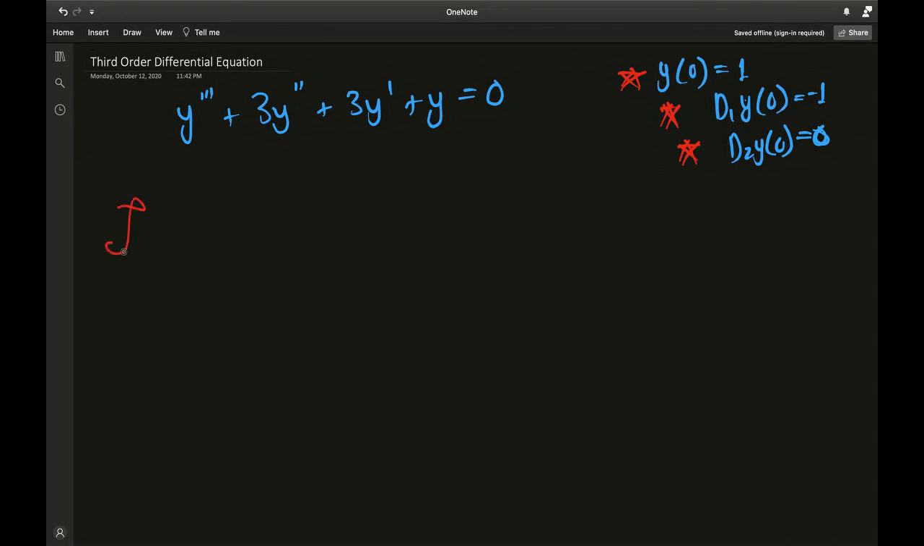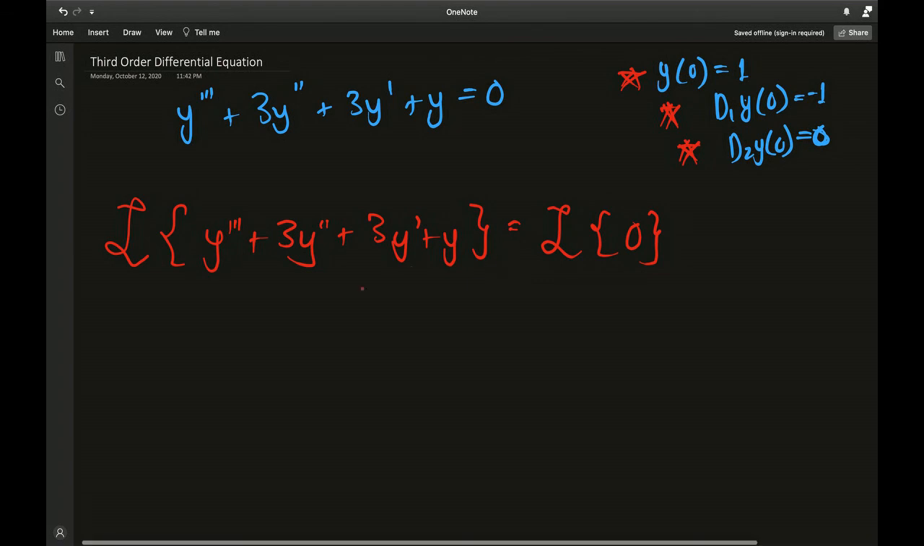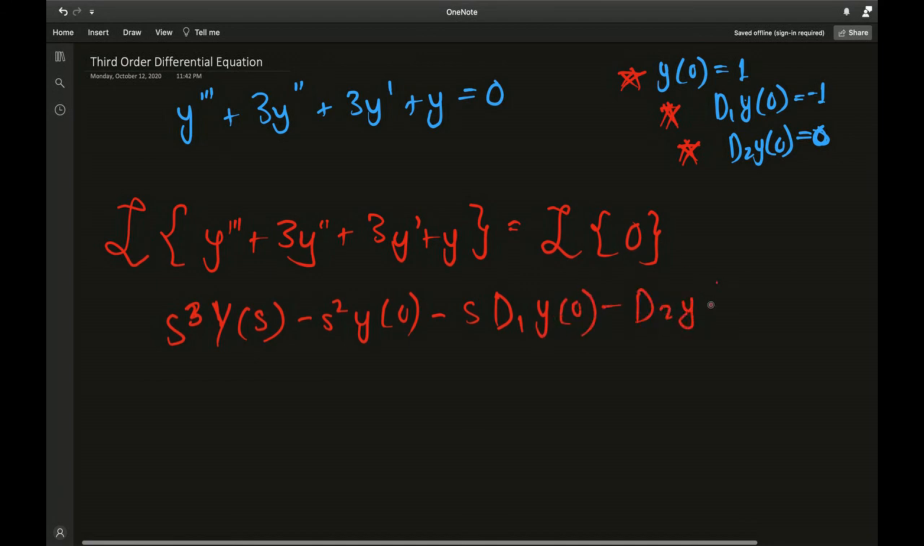Fine. Just take the Laplace of y triple prime plus 3y double prime plus 3y prime plus y, and the Laplace of 0. Now the third derivative, using the formula we derived in the first video, will become s cubed Laplace of y, which is capital Y of s, minus s squared y of 0 minus s times first derivative of y at 0 minus second derivative of y at 0. That's the y triple prime term.